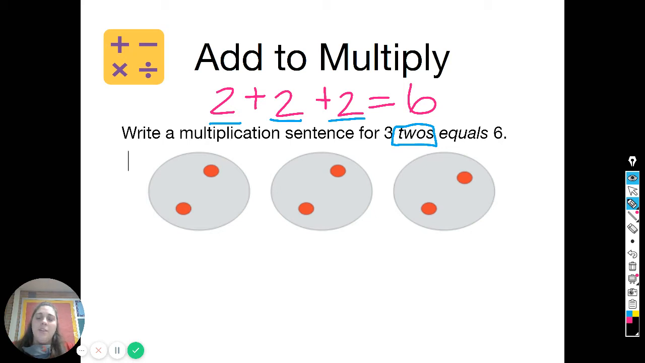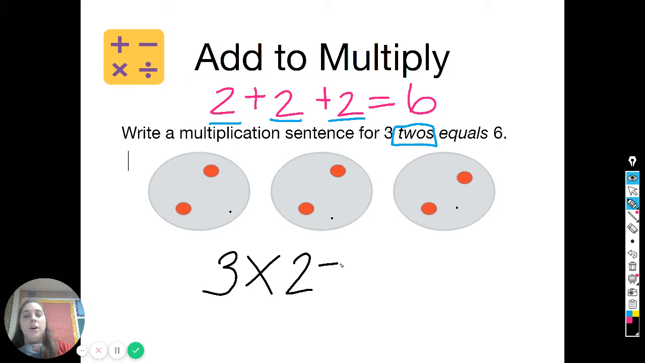Okay, let's think about this another way. We have 1, 2, 3 groups. Remember, the X stands for groups of. So we have 3 groups of 2, because there's 2 dots in each group. And we already skip counted, and we said that equals 2, 4, 6. 3 times 2 equals 6. Or the way we like to say it is 3 groups of 2 equals 6.